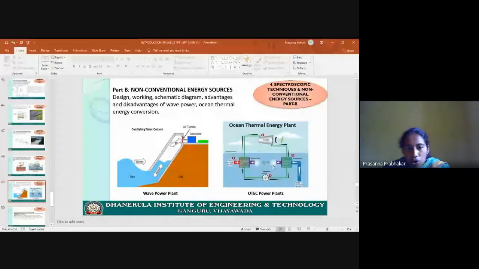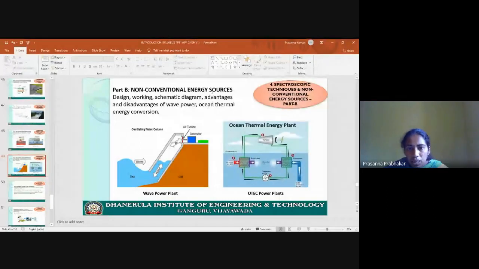These all are non-conventional energy sources. Non-conventional energy sources are renewable energy sources. These are totally explained through clear videos. What is a wave power plant, how to construct a wave power plant, how to produce waves, and how to convert that wave into electrical energy by using generators and rotators. The total information we will discuss in the topic of non-conventional energy sources.